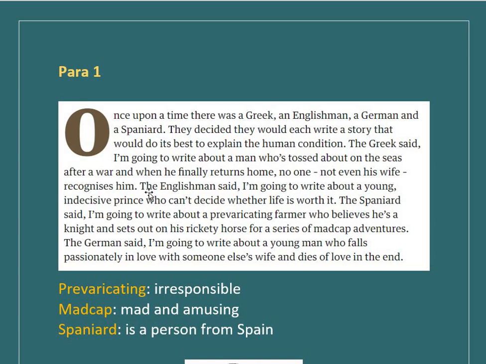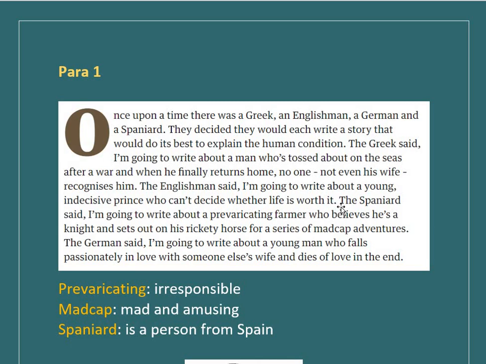Then the Englishman said, I am going to write about a young, indecisive prince who can't decide whether life is worth it. This Englishman is actually William Shakespeare. William Shakespeare is talking about Hamlet, a young, indecisive prince. Indecisive means a person who is not able to decide what to do, a person who is not able to decide whether his life is valuable or not. So, this is Hamlet.